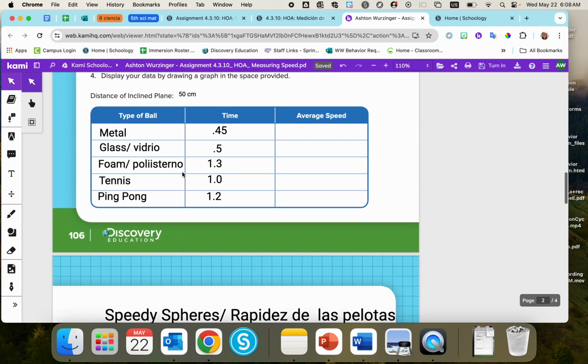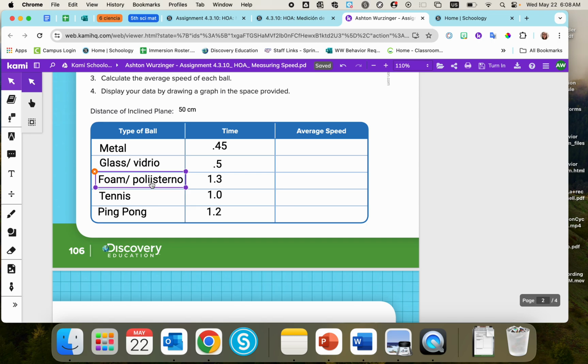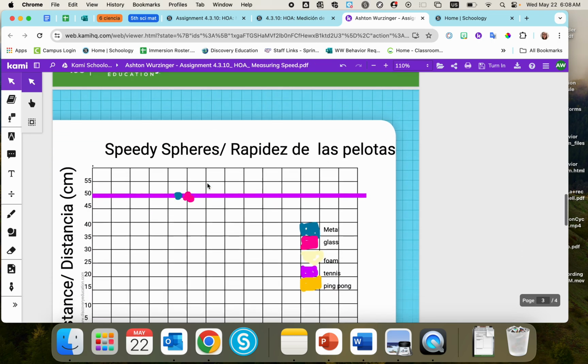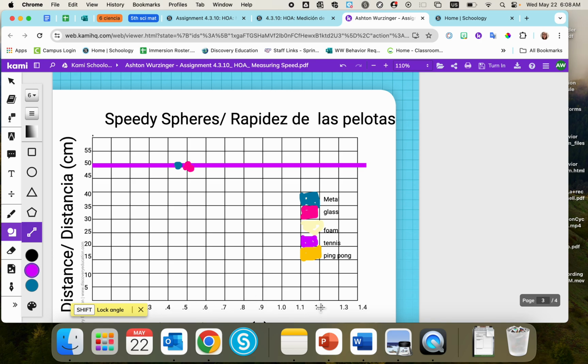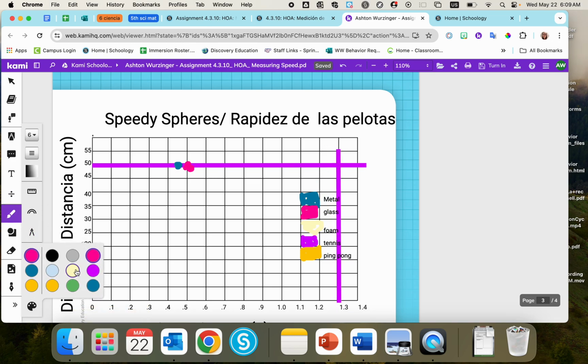Looking at my foam ball, or my polystyrene, 1.3. So I'm going to look, I'm way over here at 1.3. Okay. Where they cross is going to be my next point.